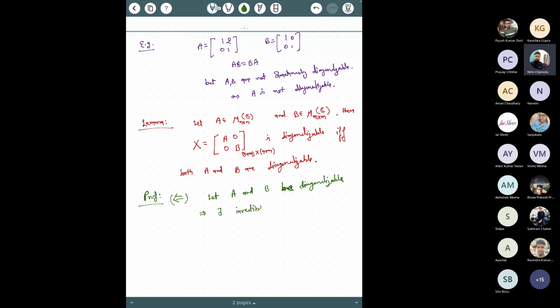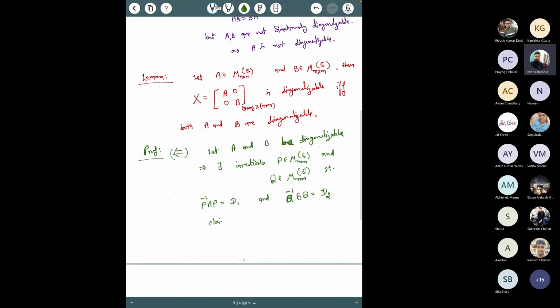So this implies that there exist invertible P of size n cross n and Q of size m cross m, both invertible, such that P inverse AP is diagonal. Let us call this diagonal matrix D1, and Q inverse BQ is also diagonal. Let us call this D2. So D1, D2 are diagonal matrices. Now what we have to show is that this X is diagonalizable.